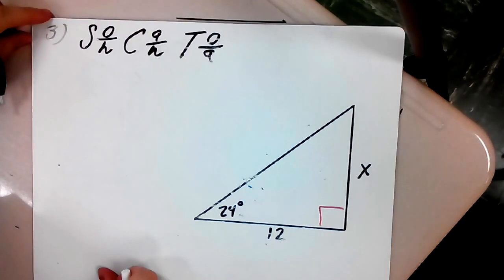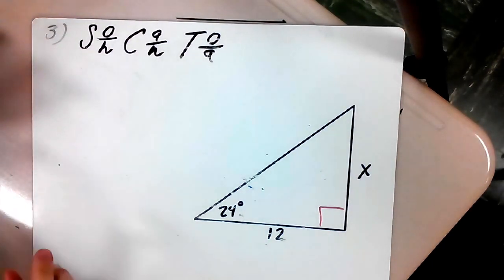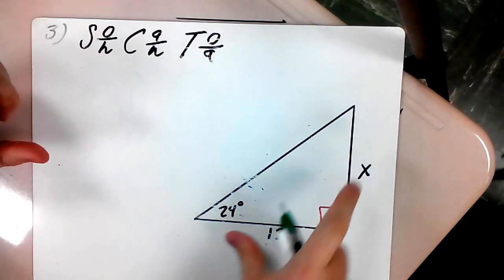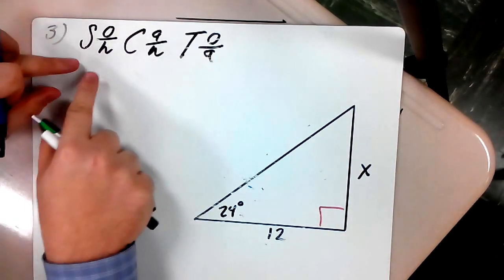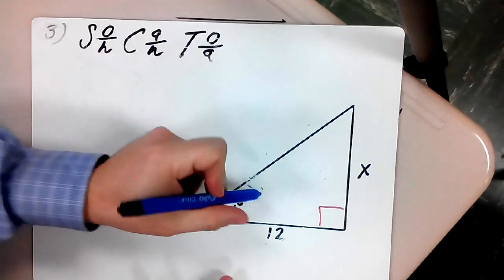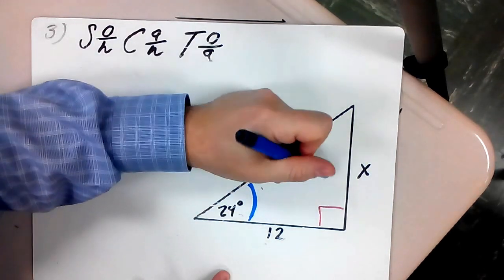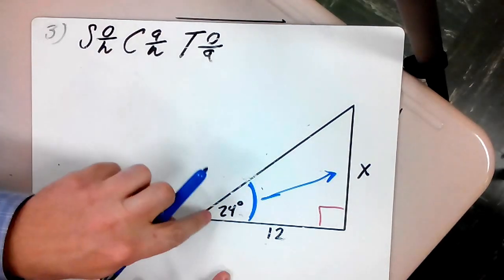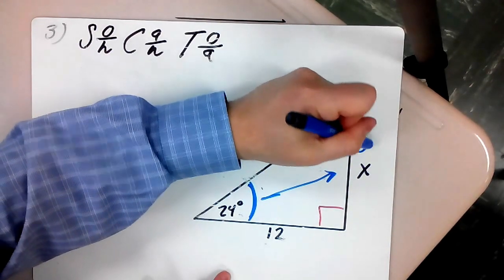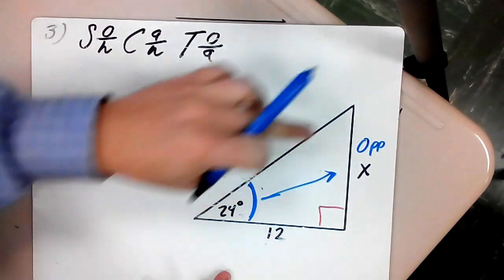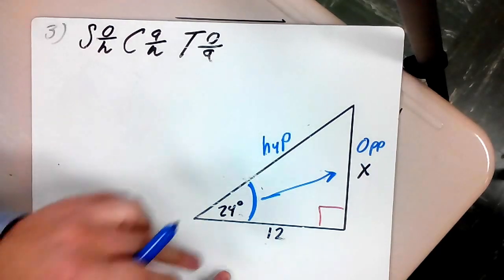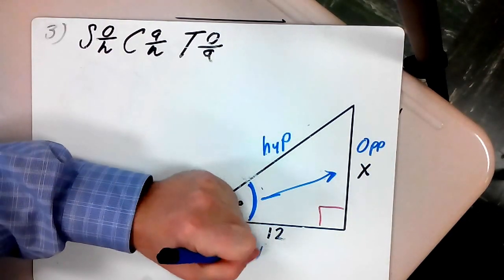So the first thing I want to do for this problem is label my triangle. If I can label my triangle and figure out my orientation, then I can understand which trig ratio I have to use. I'm going to draw an arrow straight out from this angle. This is my reference angle, or theta, and this is the opposite leg. Then across from the right angle is the hypotenuse, and this is the adjacent leg.